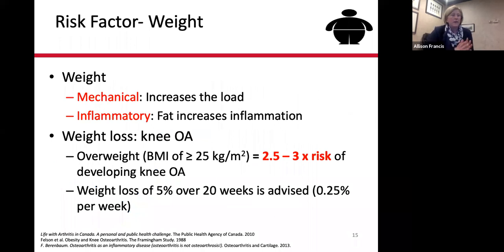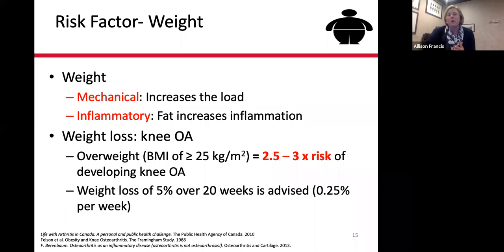So weight. And certainly I am giving you this information with full understanding that we are in a pandemic, and that if you've gained a little bit of weight during the pandemic, you are in good company with me, because I have too. I know it's hard, but I will just describe this in terms of osteoarthritis. So how does osteoarthritis really get affected by weight? Well, one is that mechanically it does increase the load that we're putting through each of your joints.